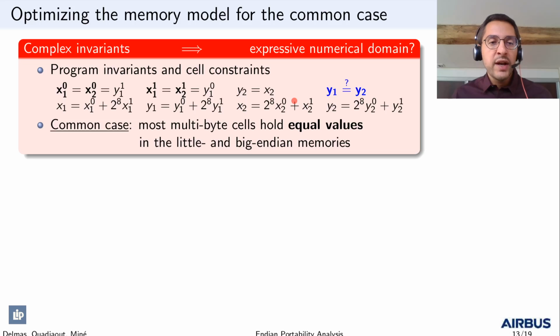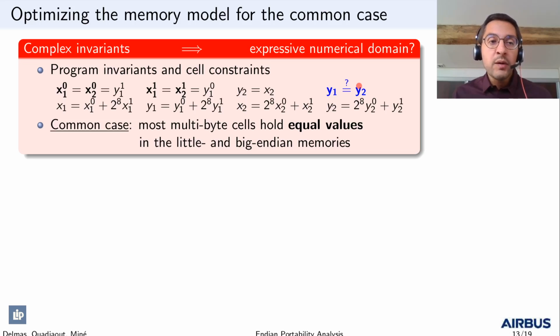Nonetheless, we notice these invariants are quite complex and would require an expressive domain such as polyhedra. And this is not an option as we plan to scale to large real-world programs. Fortunately, we notice that many invariants are equalities, and many equalities are between the little Endian and big Endian versions of the same cells. And this is not a surprise, as we expect in a portable program that most multi-byte cells will be equal in both memories.